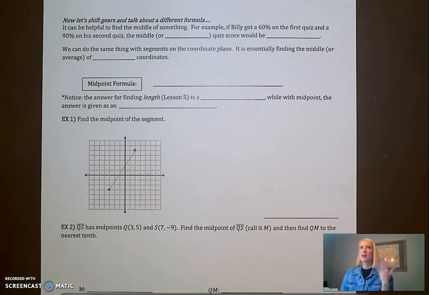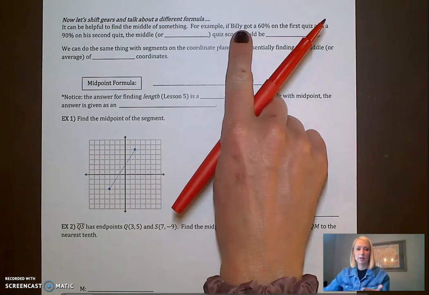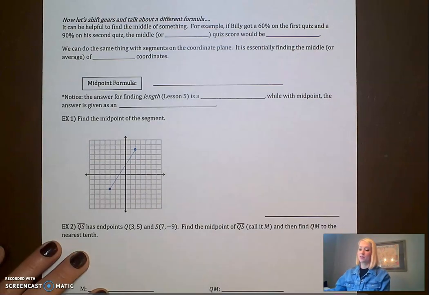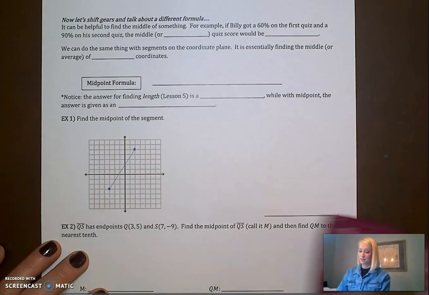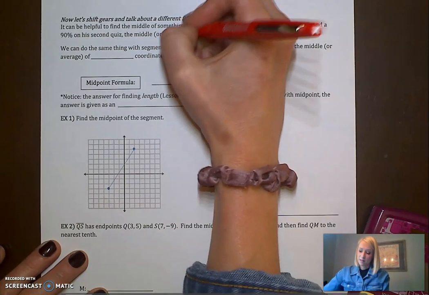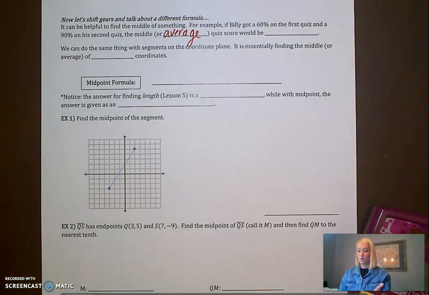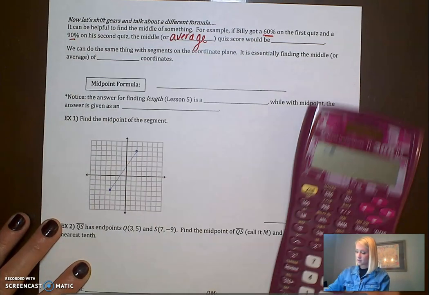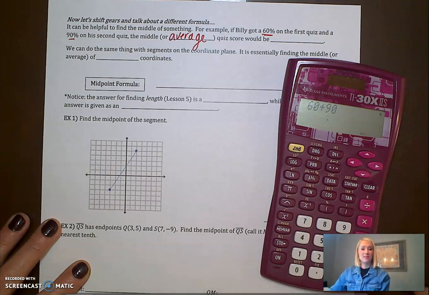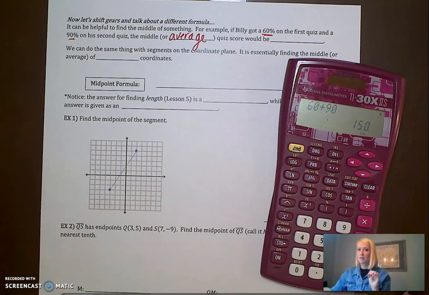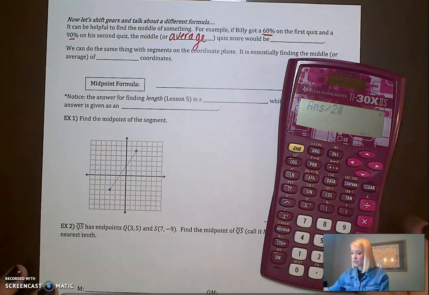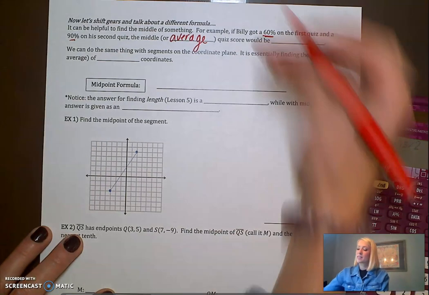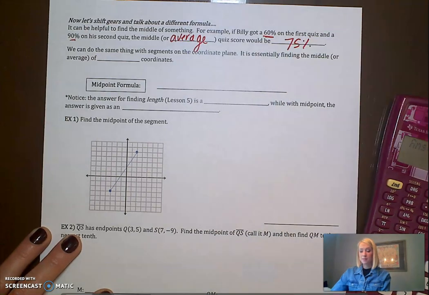For example, if you're talking about quiz scores in class, say that Billy got a 60% on his first quiz and a 90% on his second quiz. If you wanted to find the middle or the average quiz score, how would you do that? Well, you would take his scores, 60 and 90, and you'd add them together. You add the scores together, and then you divide by how many scores there were in total. There's 2 quiz scores I'm looking at, so his average would be 75% on his quizzes.